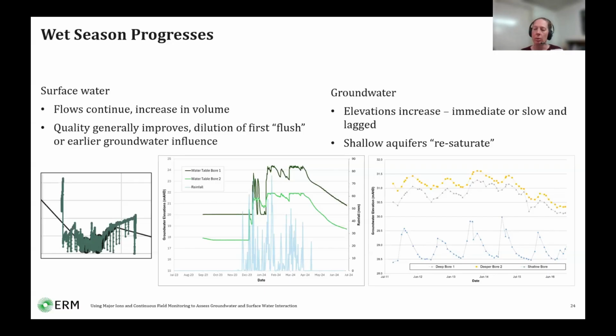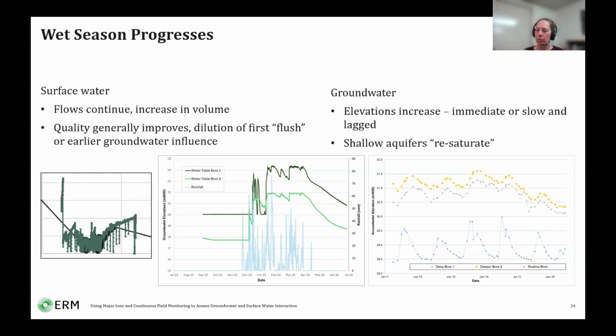The increase in the groundwater elevation during the wet season could be an immediate response to rainfall, or the response might be slow or lagged, and you might get a peak in the groundwater elevation occurring later in the wet season compared to the peak surface water levels and flows. The increase in the groundwater levels may not be continual through the wet season, and you might see variability due to the variability in the daily rainfall, which you can see with these peaks and troughs in the groundwater data in the green.